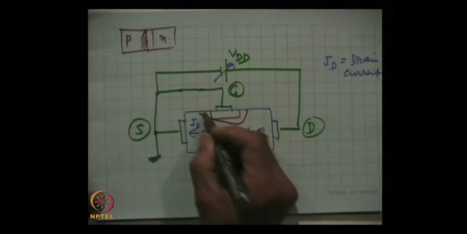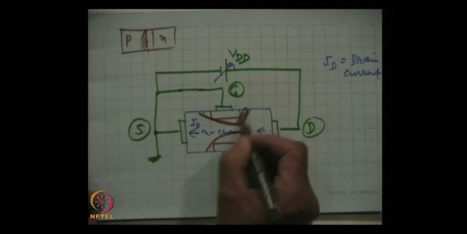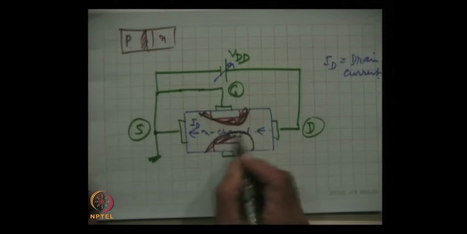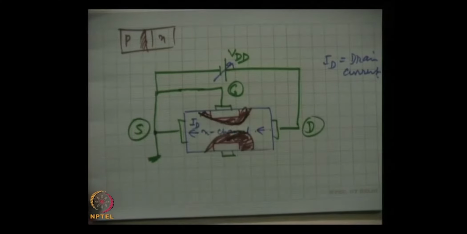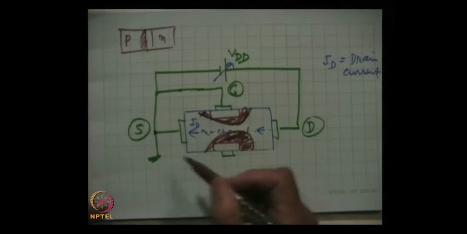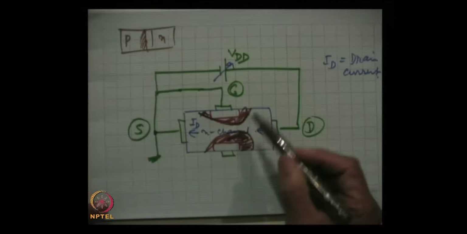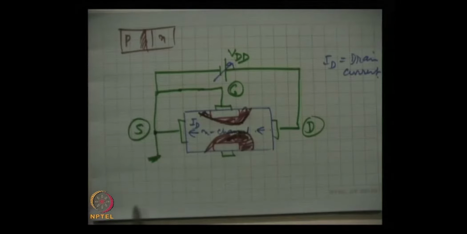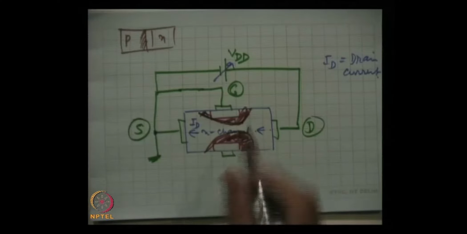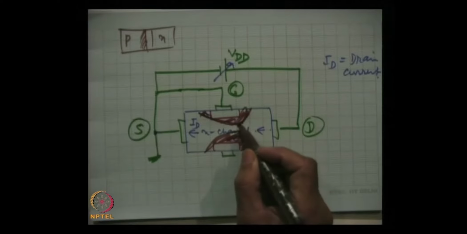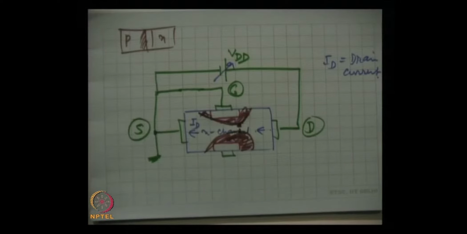This is the shape of the depletion region. Now, when we keep on increasing this voltage, these two points, the depletion regions, will come closer and closer, and the shape will be maintained, and obviously a situation will come where at one point the two will meet.